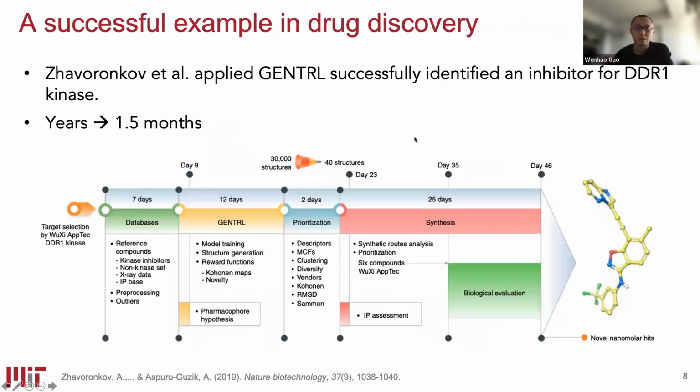And here is one recent successful application of de novo design methods in drug discovery. In this work, a team from Insilico Medicine developed a deep learning-based algorithm called GENTRL that successfully identified an inhibitor that exhibits in vitro bioactivity against DDR1 kinase. Though this work is a little bit controversial, they did discover this drug candidate within a month and a half, where the process usually takes years.